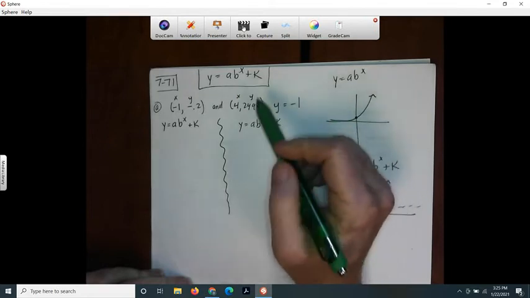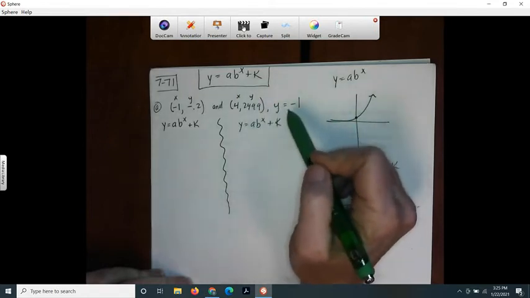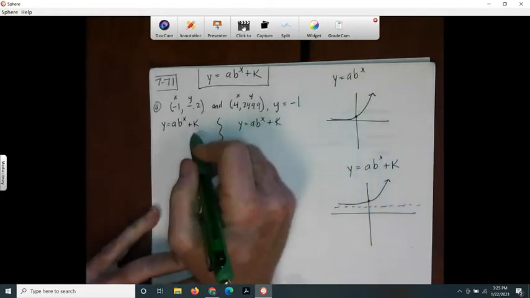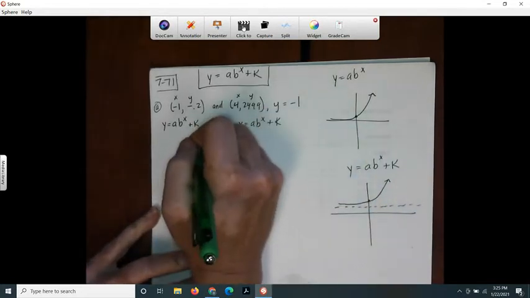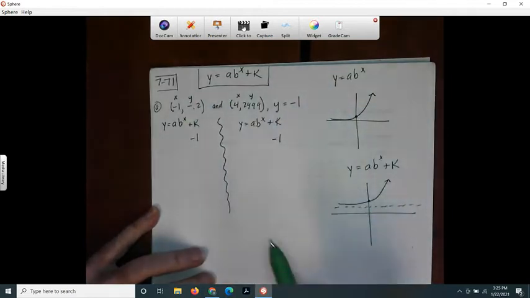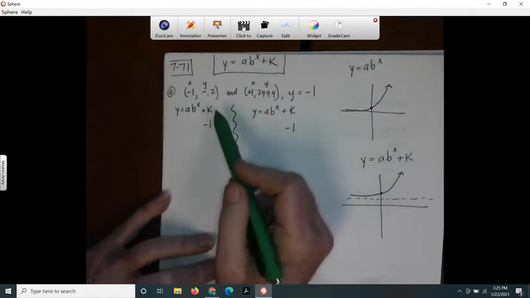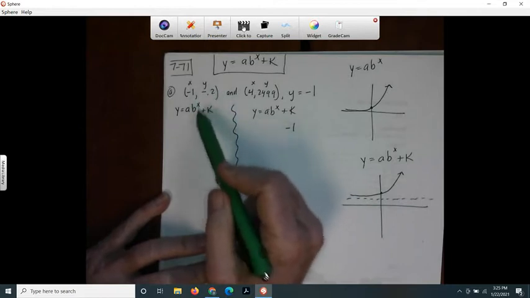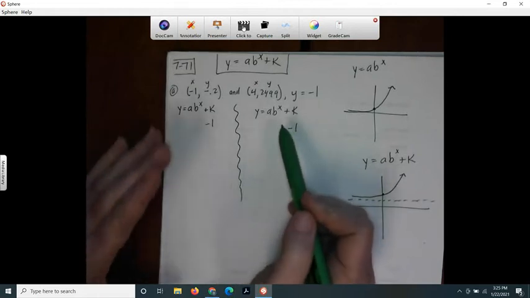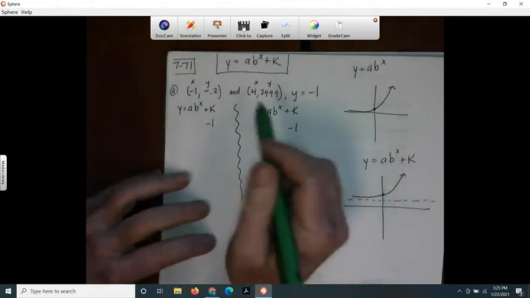So in this case, they told us y is -1. That's the asymptote, so it's going to be down here. So we're going to fill in for k -1. And then what we're going to do is a system of equations. We're going to use this ordered pair and this ordered pair, and we're going to get two equations, and we're going to solve a system of equations.